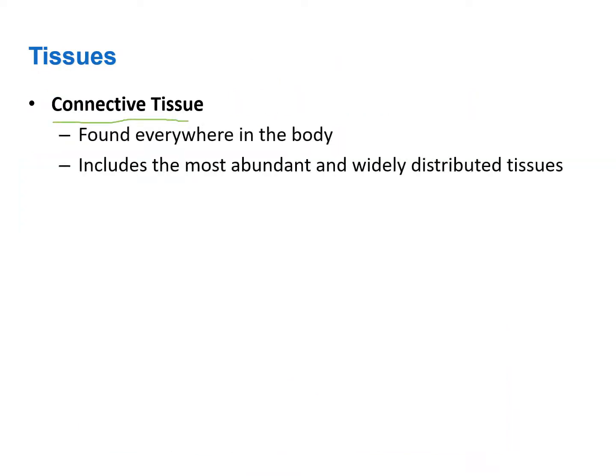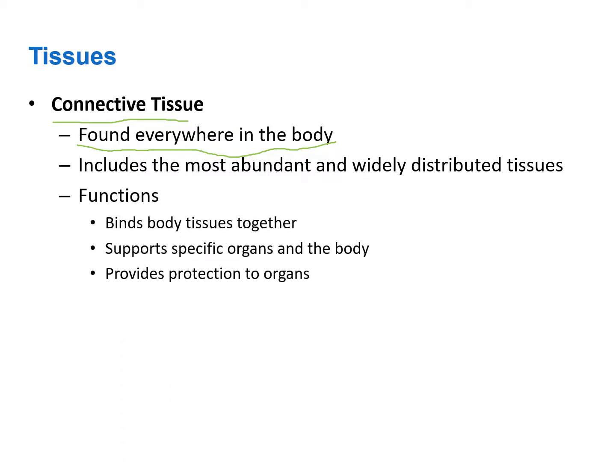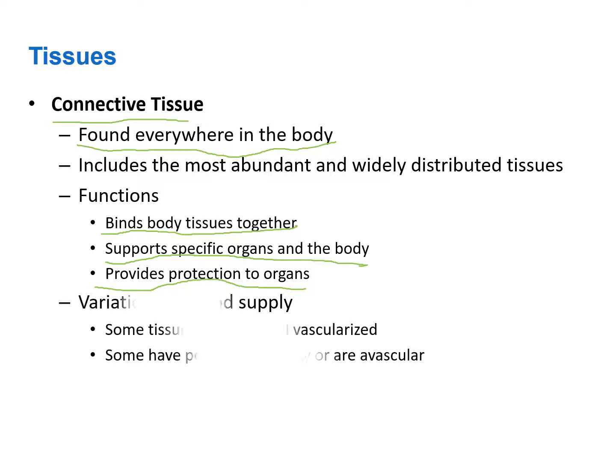Okay, so let's talk a little bit about connective tissue. Connective tissue is found everywhere in the body, and it includes the most abundant and widely distributed tissues. And the functions, and this is important: they help bind body tissues together, they help support specific organs in the body, and they provide padding and protection to specific organs. And there are variations in the blood supply.